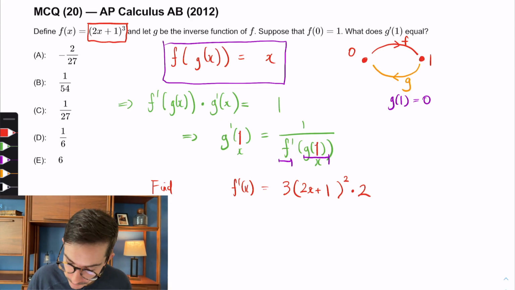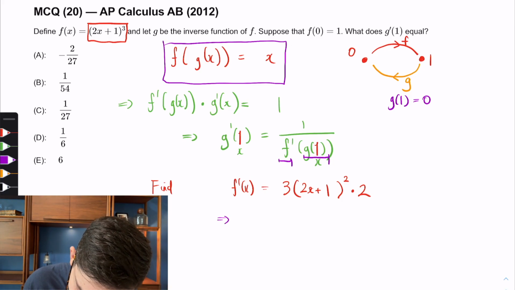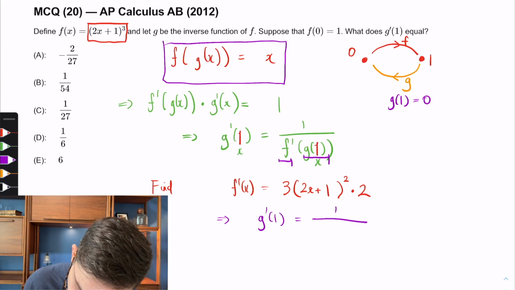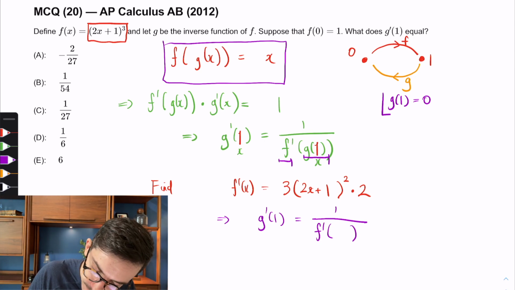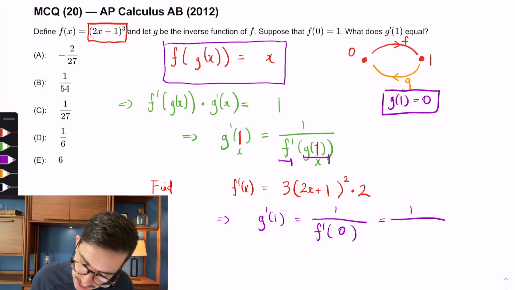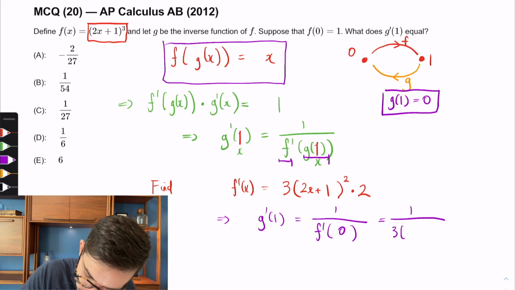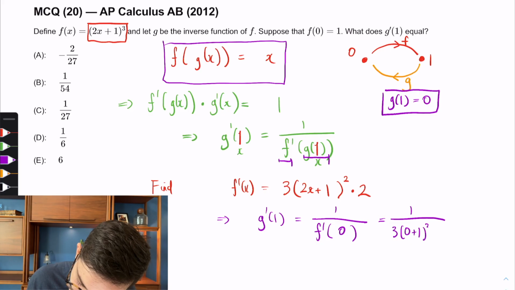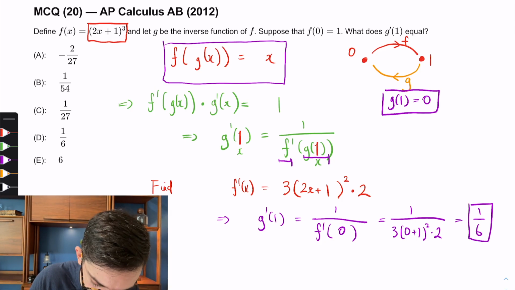Great. Okay, so now I can substitute in using these quantities. g prime of 1 is equal to 1 over f prime evaluated at g of 1, which I already worked out was 0. So I can write this as 1 over 3 times (0 plus 1) squared times 2. If I do the math there, I'll get 1/6. Answer D.